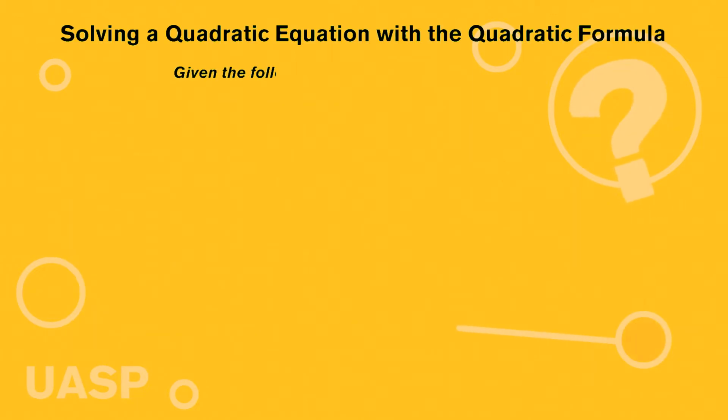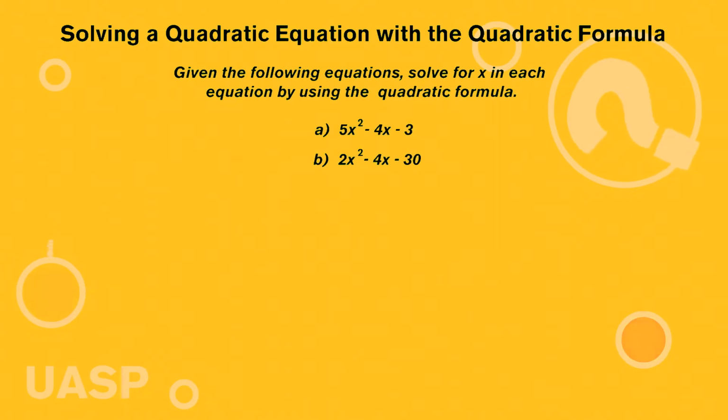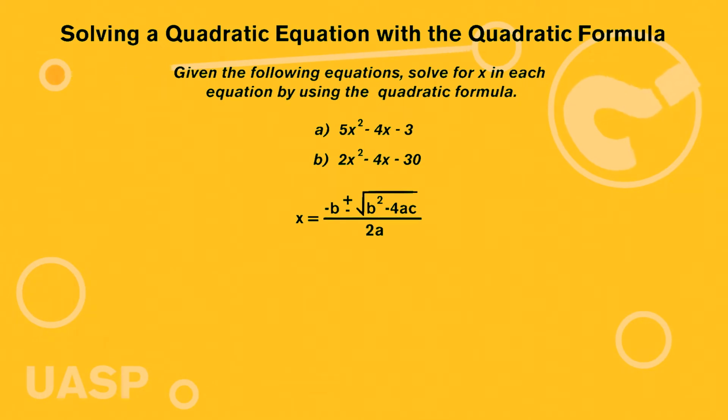Before we get into any of the questions, let's write out what the quadratic formula is. The quadratic formula is x equals negative b plus or minus the square root of b squared minus 4ac, and that all gets divided by 2a. We have our a, our b, and our c.